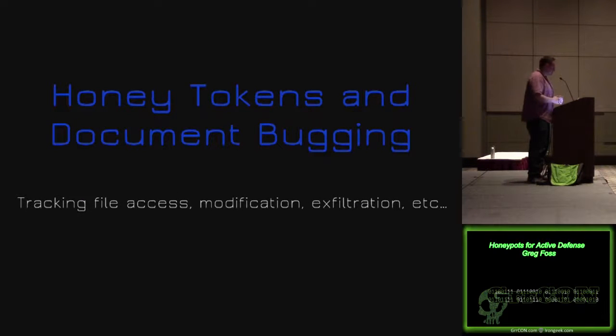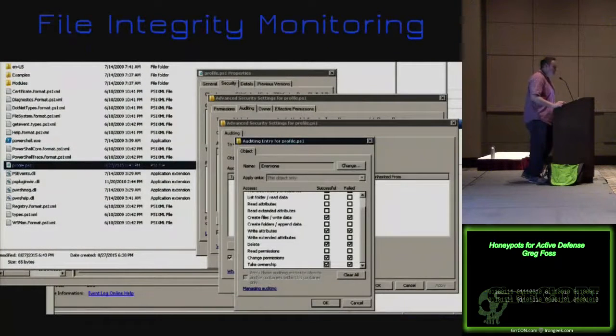We're going to talk about document bugging and tracking files and stuff like that. File integrity monitoring is actually very easy to configure. Essentially, you can do this just within Windows itself. All you have to do is go to the advanced properties and configure file integrity monitoring on these hosts. What this does is generate verbose logs when these files are interacted with. This is a very cheap, easy way to do this. There are also a lot of tools out there that give this functionality as well.